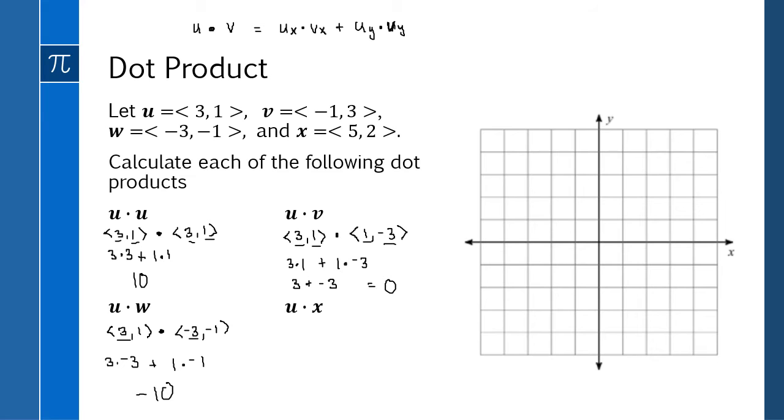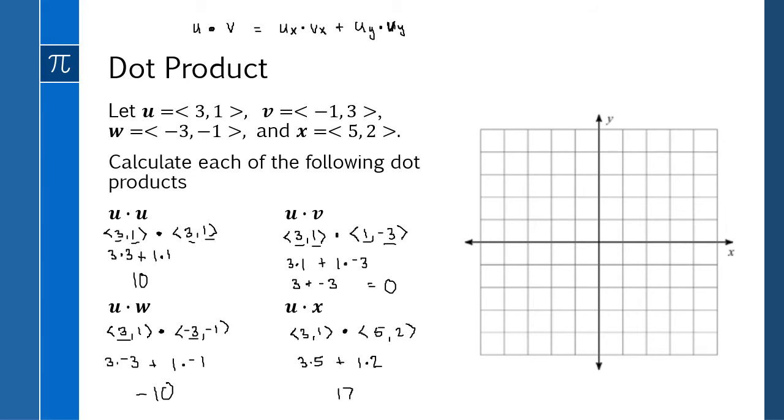And then last we have u dot x. So this would be 3, 1, dot product 5, 2. So multiplying the x components, you've got 3 times 5. Add to that the product of the y components, 1 times 2. So that's 15 plus 2, or 17.